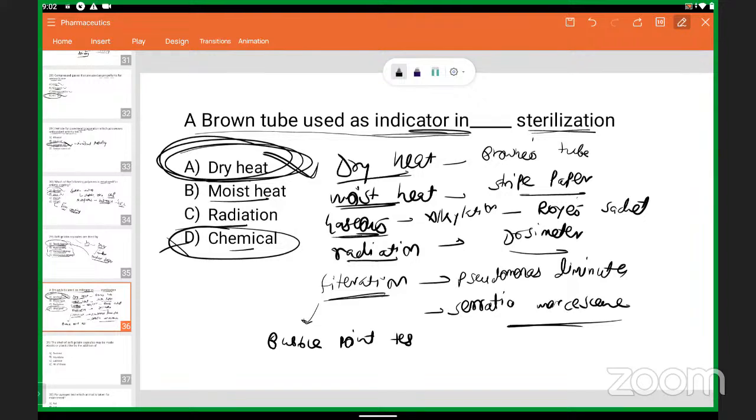So yes, option A, dry heat, in this we use the brown tube as a chemical indicator. Option A is the right one. Let's move to the next question.